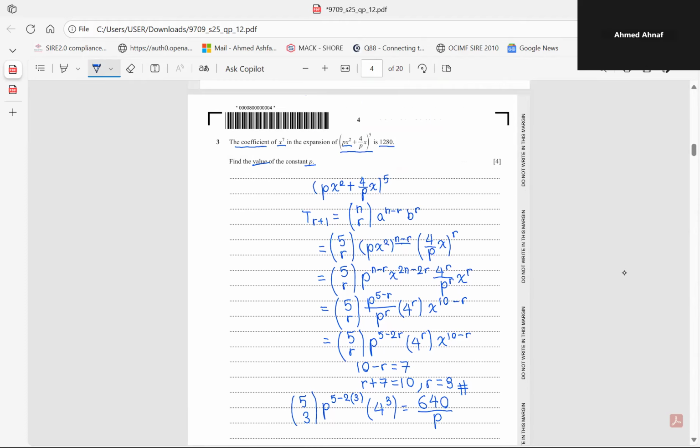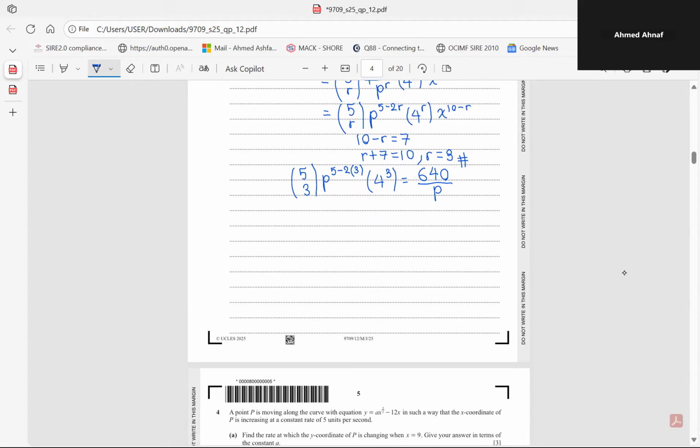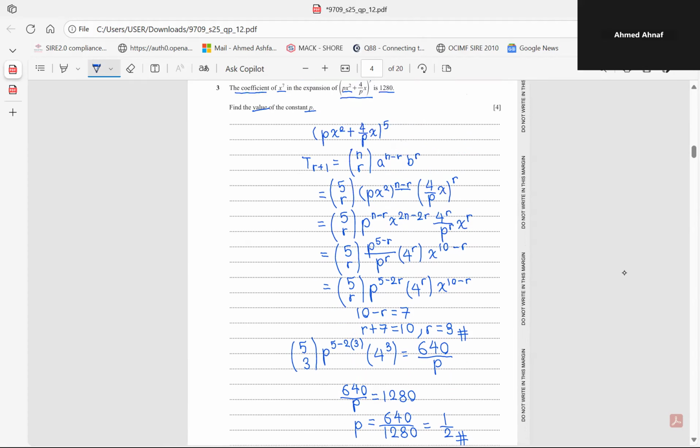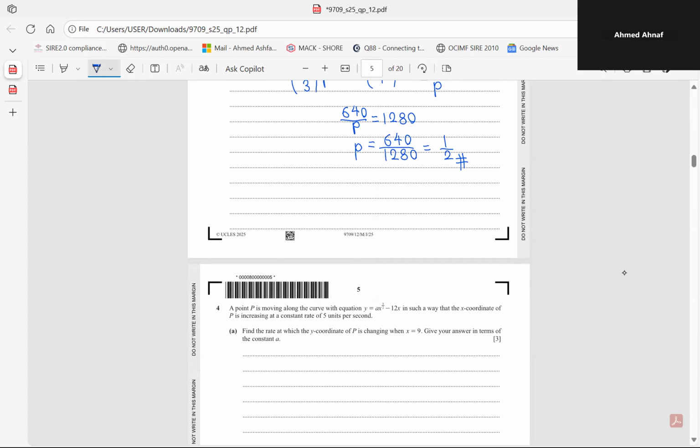Now let's equate this to 1280. So 640 over p equals 1280. So p would just be 640 over 1280, which would give us half. So this is our value of p. p equals 1 over 2. So this is our final answer for this question. Let's head on to the next question.